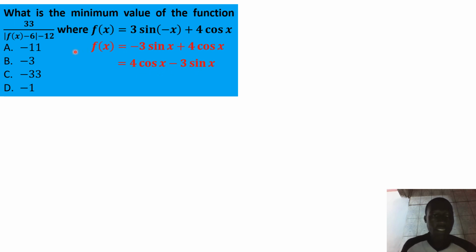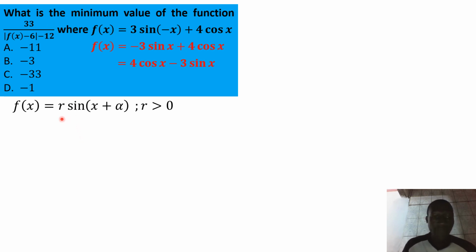Now these are the steps you have to follow in order to successfully solve this equation. The first thing is that we have to make sure we write f of x in the form r sine x plus alpha, where r is positive and alpha is an acute angle, or you write it in the form r cos x plus alpha. Okay, so me, I choose sine x, you can choose cos x. We are still going to get same results at the end of the day when we find the minimum value.